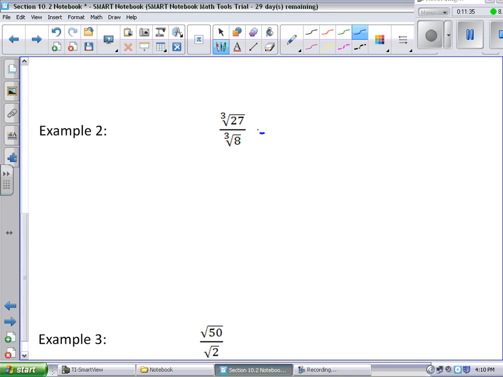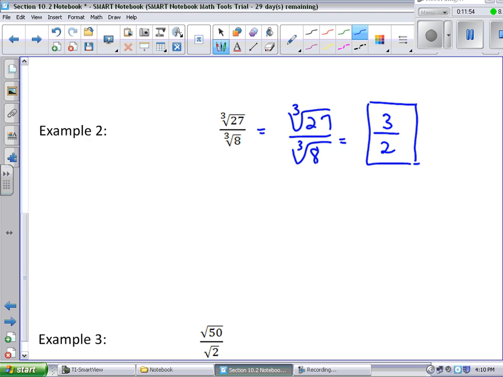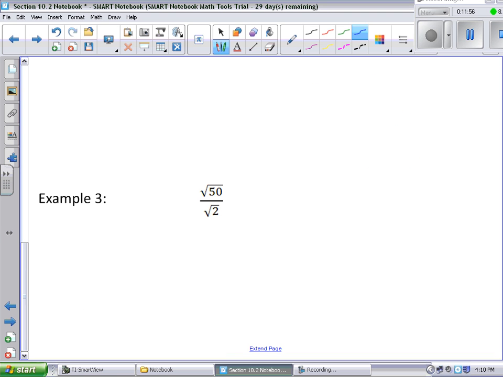Example 2, I have the cube root of 27 over the cube root of 8. I know that the cube root of 27 is 3. If I don't know it, I can use my calculator. The cube root of 8 is 2, so this example 2 will give us a result of 3/2. The square root of 50, I can divide 2 into 50. I can change that back into a single fraction. The square root of 50 divided by the square root of 2 is the square root of 25, and the square root of 25 is equal to 5.